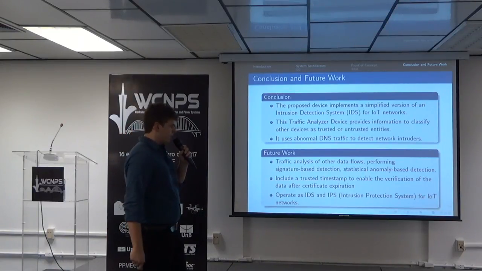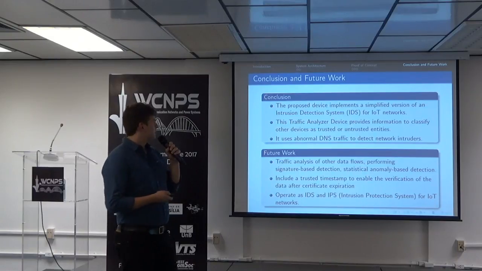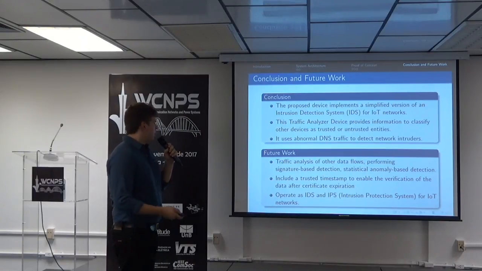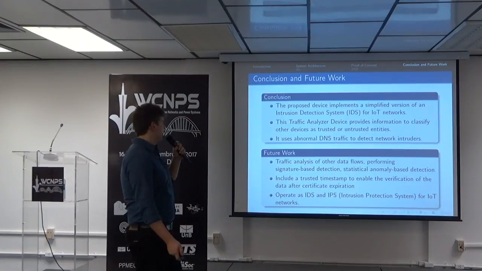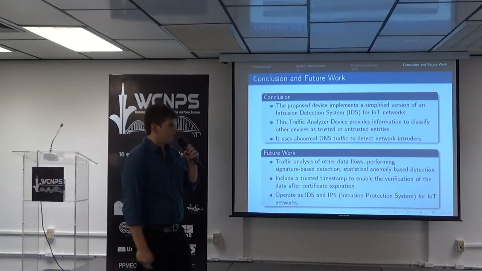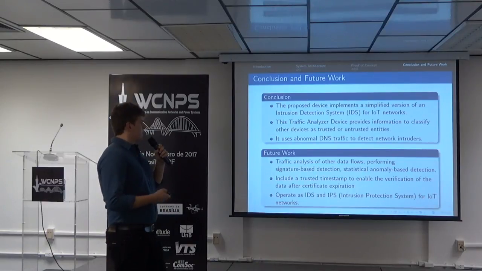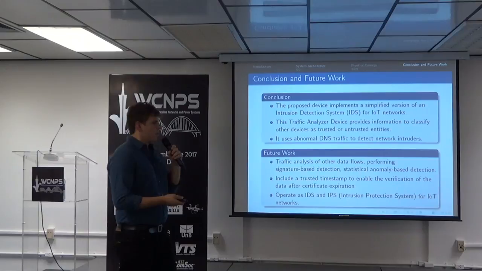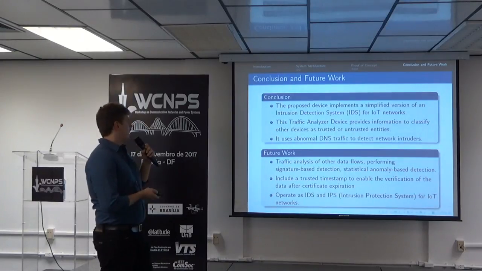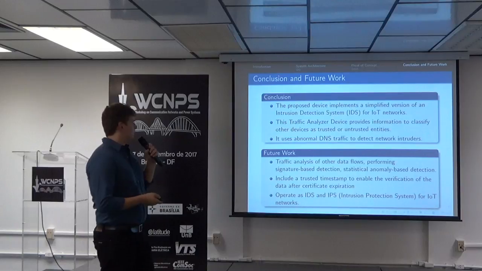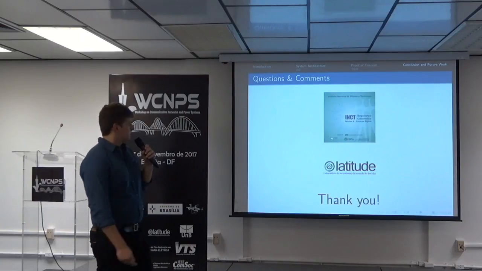So far, our device only uses the abnormal DNS traffic capture to perform its analysis. But in the next versions of our device, we hope to perform analysis on the other data flows. We want to perform signature-based detection and statistical anomaly detection. We also want to include a timestamp, because that's going to give us a verification of whether that packet is valid or not. And in future work, we want to make sure our device operates not only as an IDS, but also as a protection system inside our networks. And that's it. Thank you, everybody.